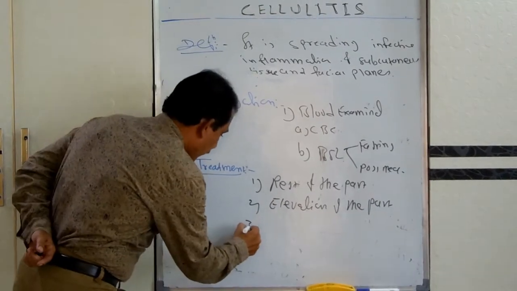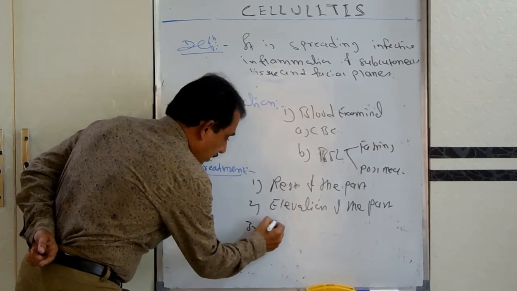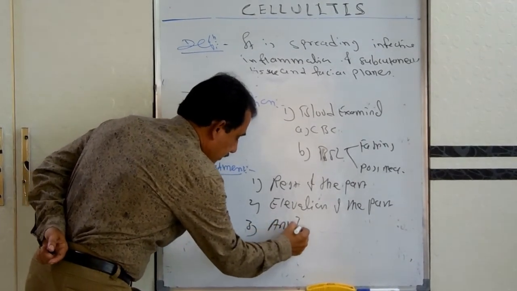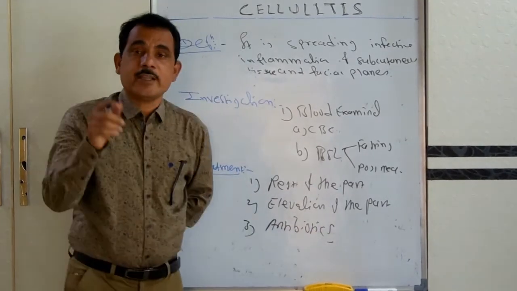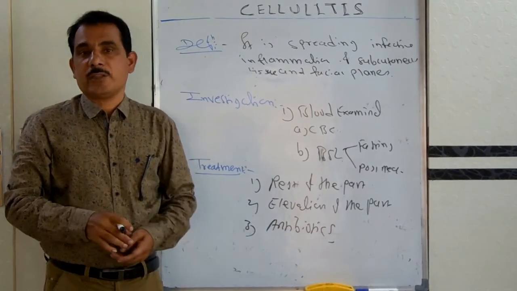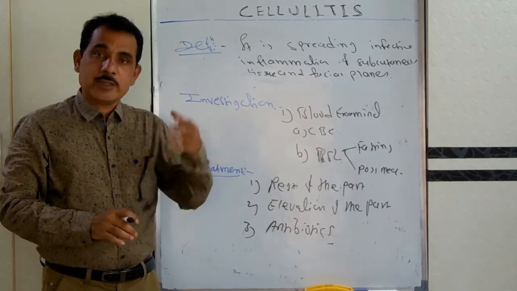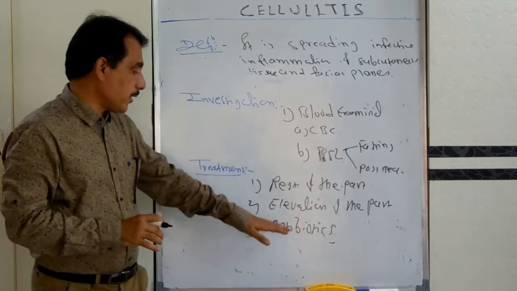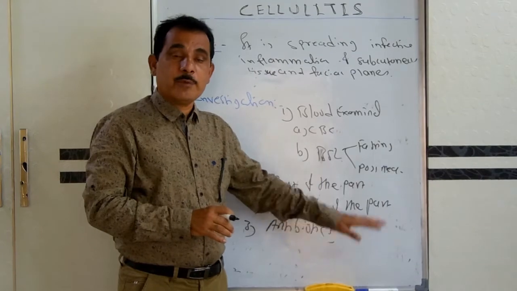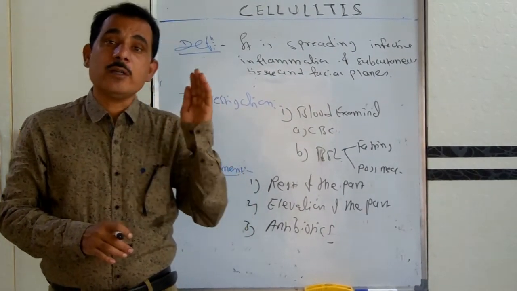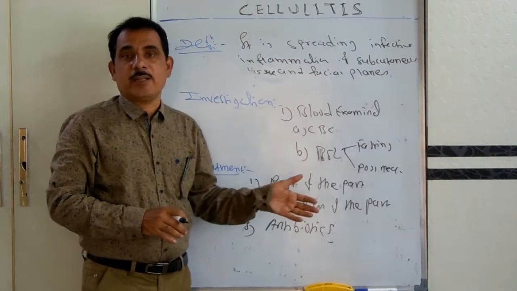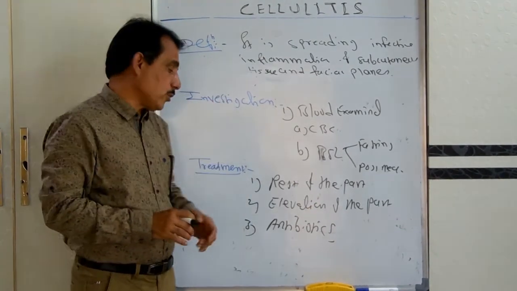Then antibiotics. Usually in these cases, broad spectrum antibiotics are used. Erythromycin also can be used, but broad spectrum antibiotics can be used. As we have seen in erysipelas, the streptococci is sensitive to penicillin. So you can use penicillin also there. But other antibiotics also can be used.